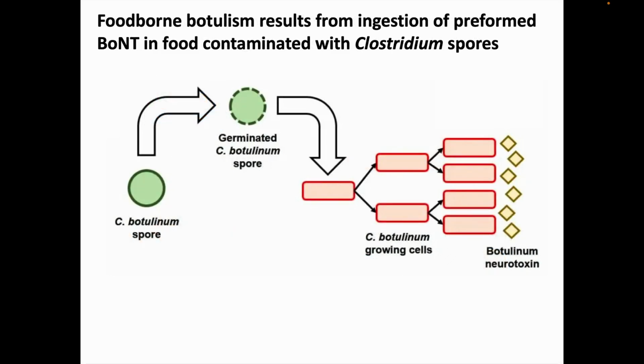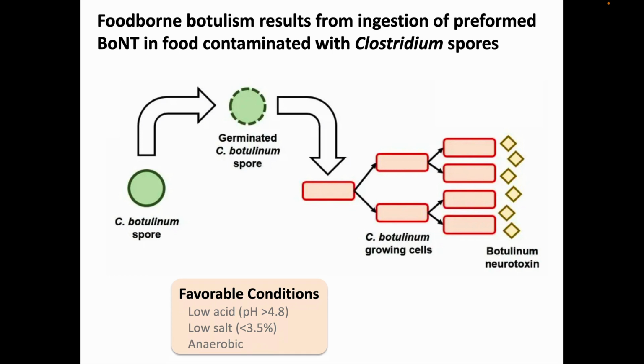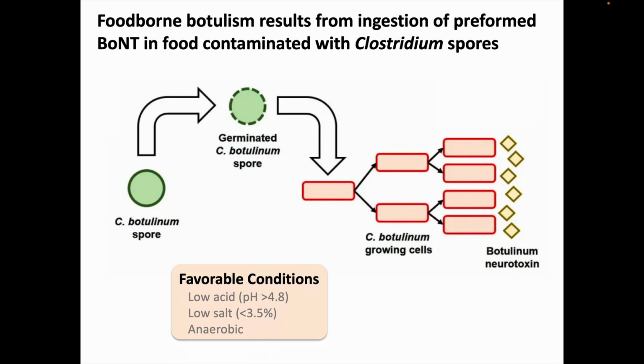Foodborne botulism results from ingesting preformed botulinum neurotoxin in food that had been contaminated with Clostridium spores from the environment. If the spores like their new surroundings, say if it's not too acidic and not too salty, and especially if it's warm and they find a spot low in oxygen, they'll germinate into bacteria, start to multiply, and to elaborate neurotoxin. And it's this preformed botulinum toxin that gets ingested along with the food.